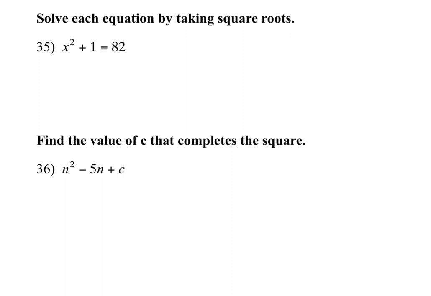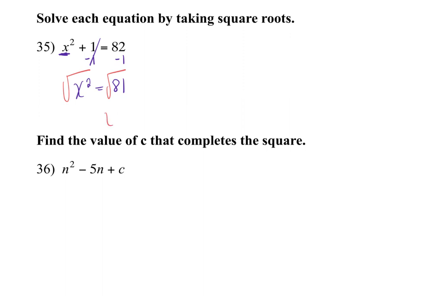The next method that we used was taking the square root. When you're taking the square root, you want to get the square by itself. So the first thing I'm going to do is subtract that 1 over, and I have x squared equals 81. Then I want to take the root of both sides.